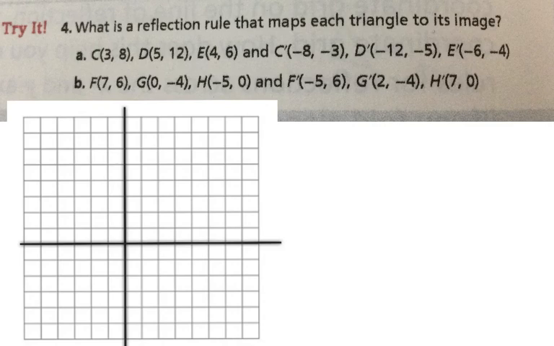Okay, so if I graph this, 7, 6 is F, so I go right 7. 1, 2, 3, 4, 5, 6, 7, up 6. 1, 2, 3, 4, 5, 6. So this is my point F. Okay. Next, 0, -4. 1, 2, 3, 4. It's going to be right here. This is my point G. And H is at -5, 0.